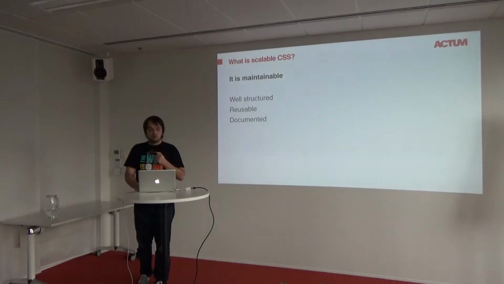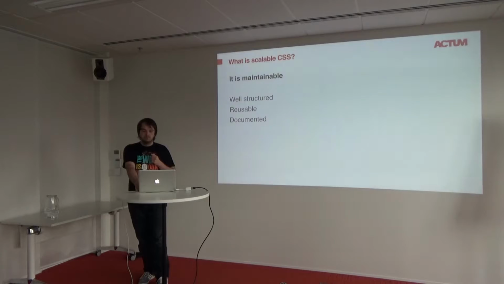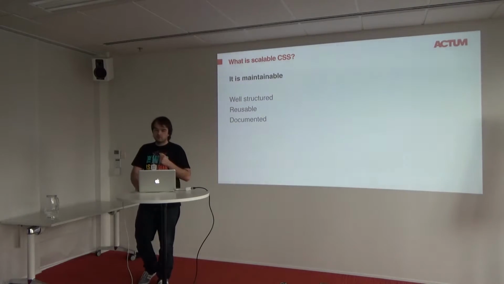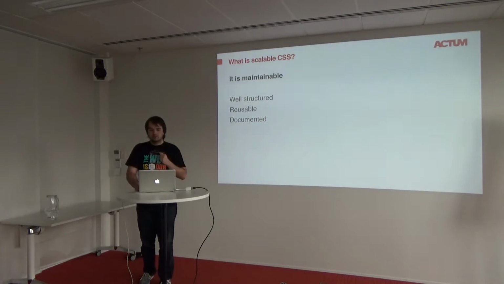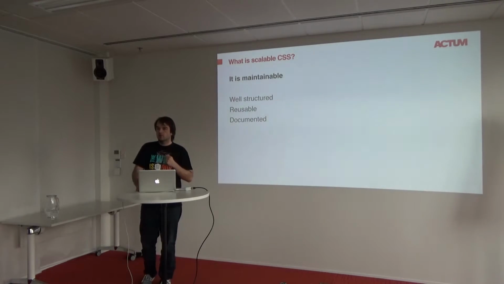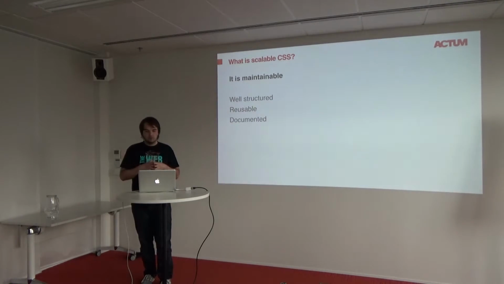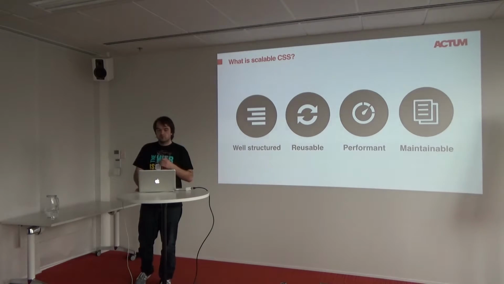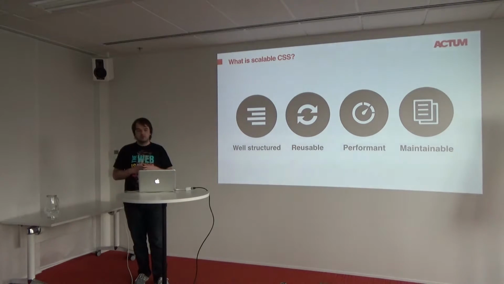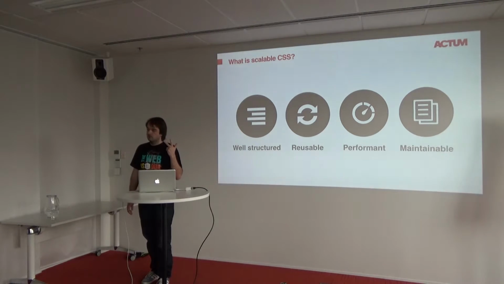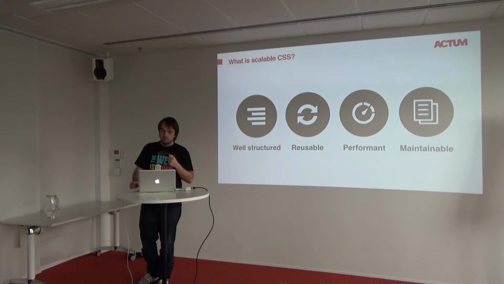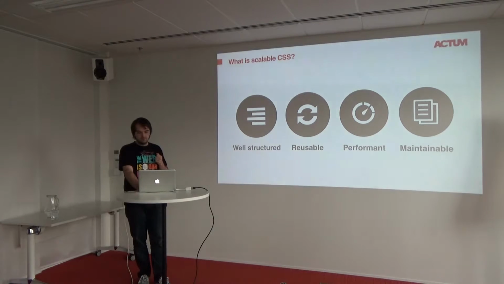So we have no bug fixes in the code, and the code is quickly adaptable for new employees. And we should even have documentation for the people outside of the project, so that we can show them our components right away in the documentation. So those were our four pillars of Scalable CSS: well-structured, reusability, performance, and maintainability or documentation. Our four pillars of Scalable CSS.